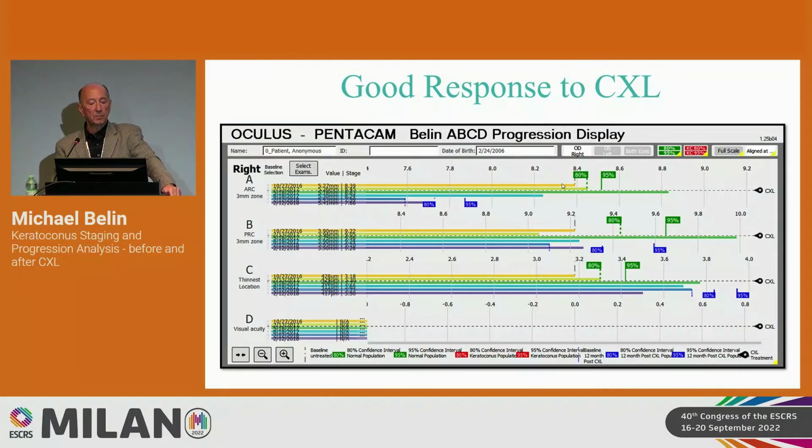This is an example of a good response to cross-linking. You can see again a marked improvement in both the A, B, and C parameters, and again an example of a very good response to cross-linking.